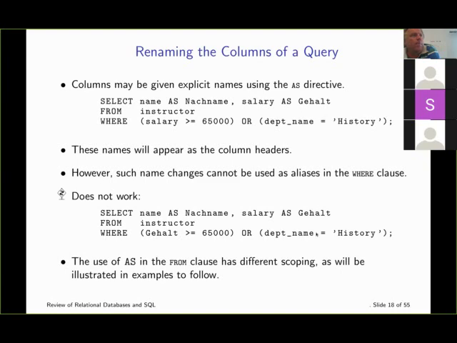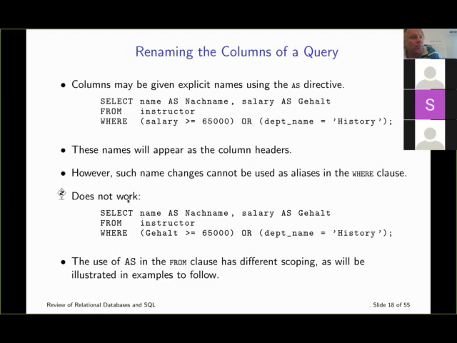However, such name changes cannot be used as aliases in the where clause. You have to think about where this is happening. The renaming happens after evaluation, so you can't use the new names down here in the where clause. It wouldn't know about them quite yet. This whole block generates a relation, and when it finally generates that relation, it gives the columns these new headings. But you can't use those headings inside the conditions as you're generating it.